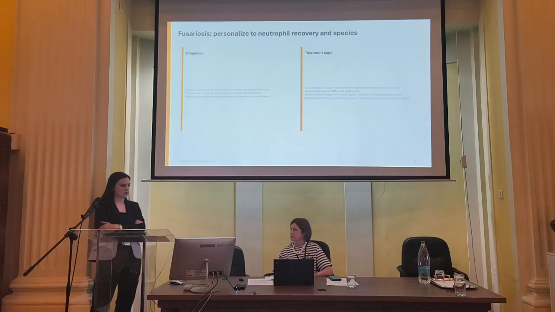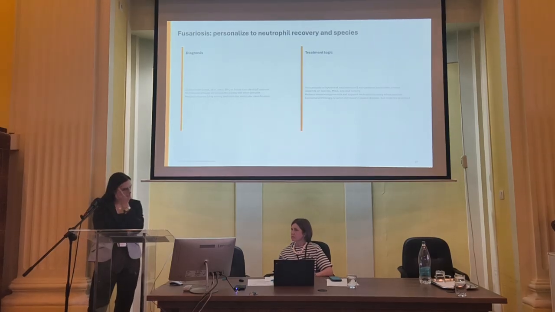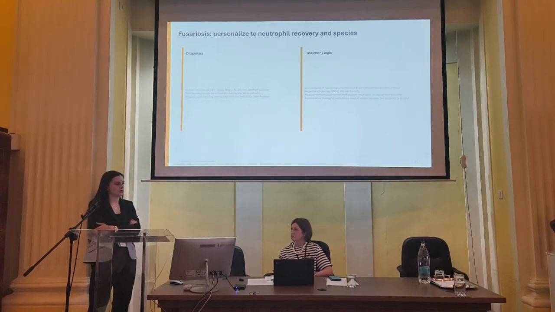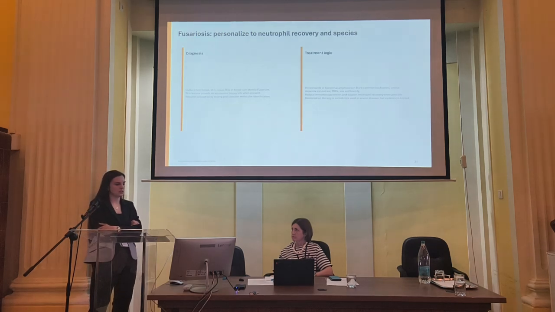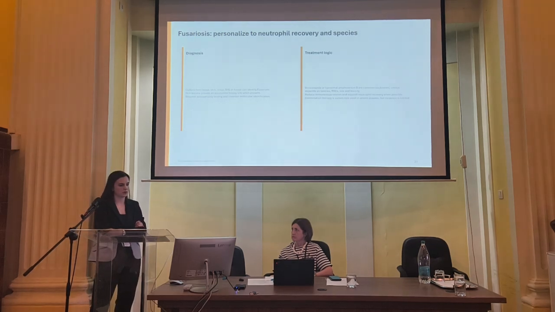For Fusarium, we diagnose the patient using culture from the blood, from changes on the skin, from the BAL, or from the tissue. The treatment is the use of voriconazole or liposomal amphotericin B.